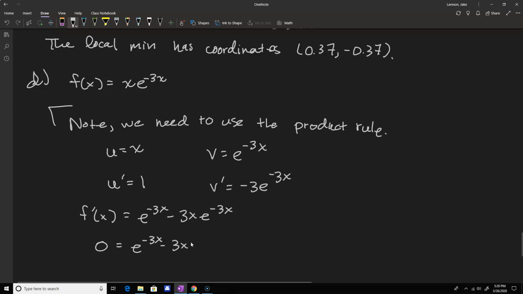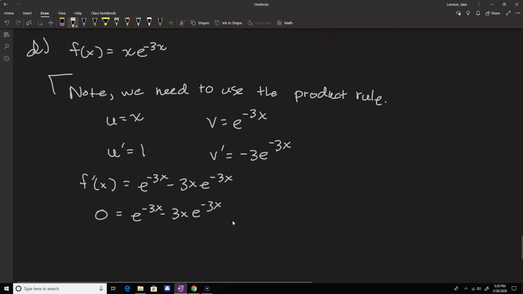And we can do that by factoring. Both terms actually have a common factor of e to the minus 3x. So we can factor that out, e to the minus 3x. So we'll have a set of parentheses, and then on the inside, there will be 2 terms. So 1 times e to the minus 3x is e to the minus 3x, and we get 1 minus 3x on the inside.